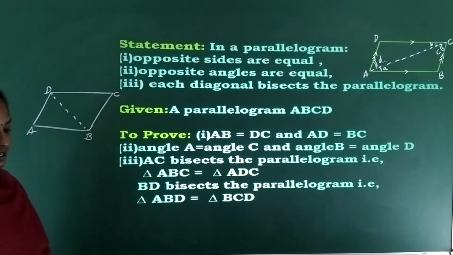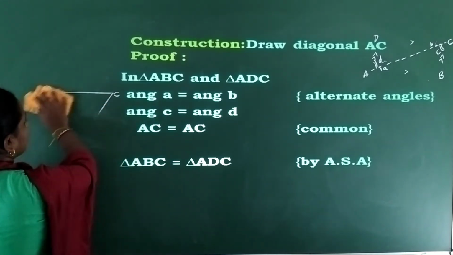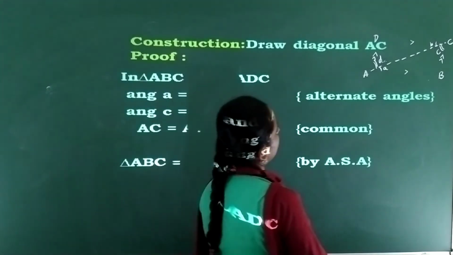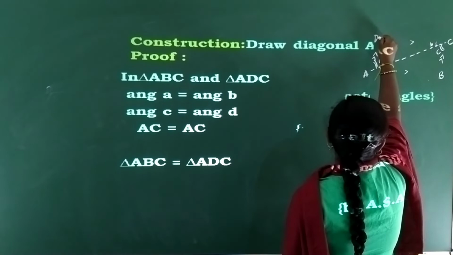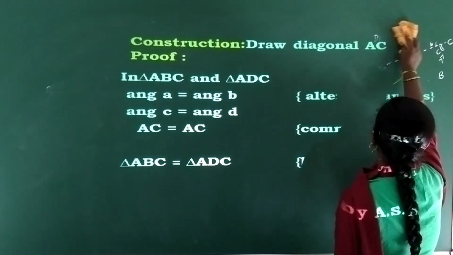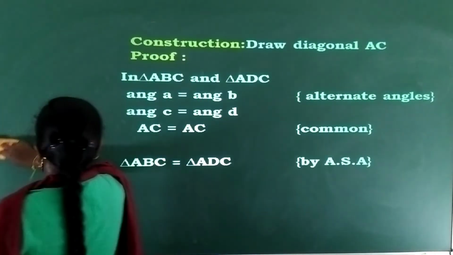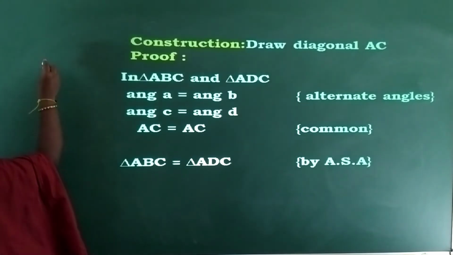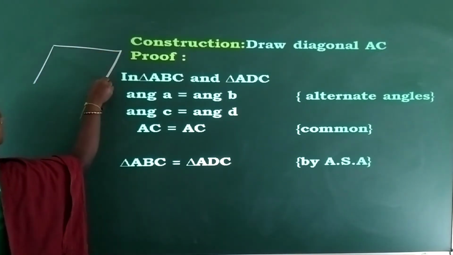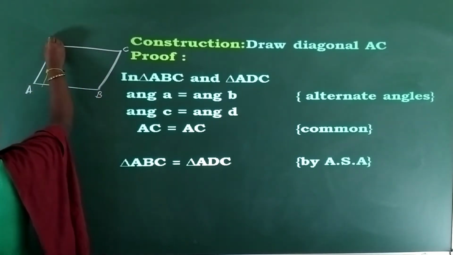Let us move on to the proof. So here construction is nothing but what they have given. Construction is draw diagonal AC. So what have they drawn? They have drawn the diagonal. Let me draw the parallelogram one more time, children. Look at here, children. This is A, B, C, D.